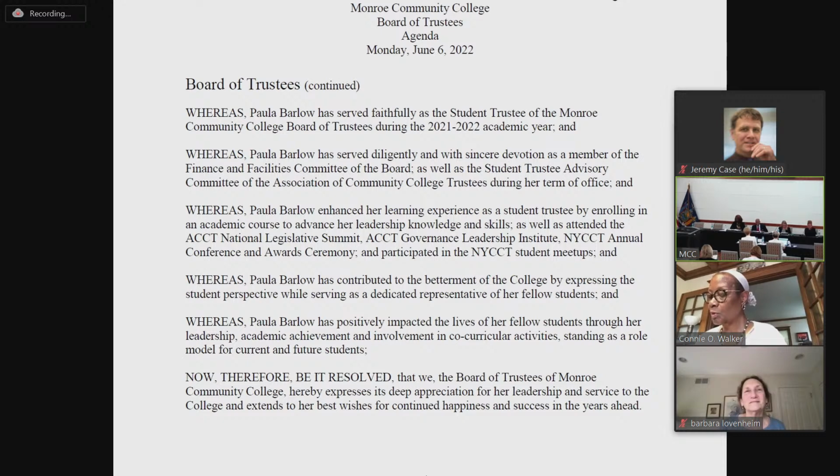And whereas Paula Barlow has contributed to the betterment of the college by expressing the student perspective while serving as a dedicated representative of her fellow students. And whereas Paula Barlow has positively impacted the lives of her fellow students through her leadership, academic achievement, and involvement in co-curricular activities, standing as a role model for current and future students. Now, therefore, be it resolved that we, the Board of Trustees of Monroe Community College, hereby express our deep appreciation for her leadership and service to the college, and extend to her best wishes for continued happiness and success in the years ahead. Trustees, may I have a motion to approve the resolution of recognition for Paula Barlow?